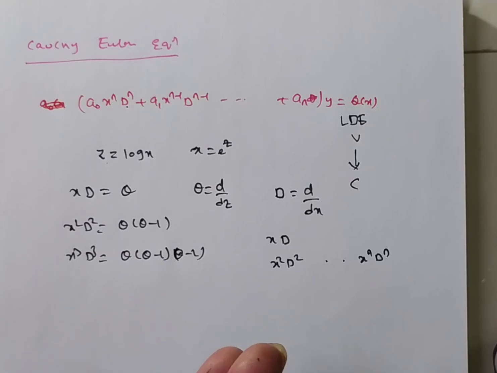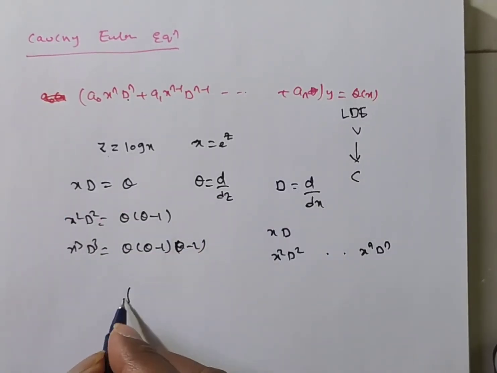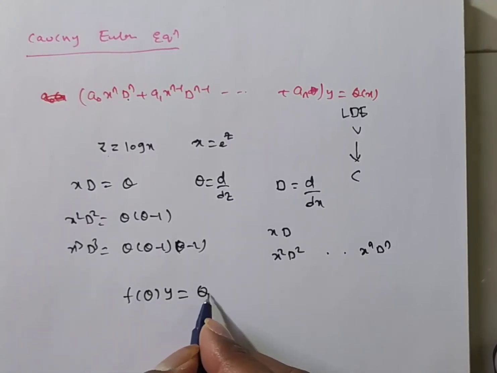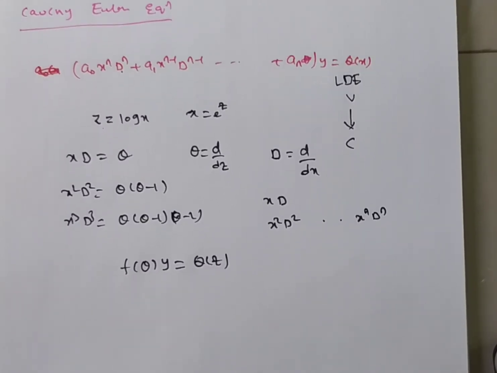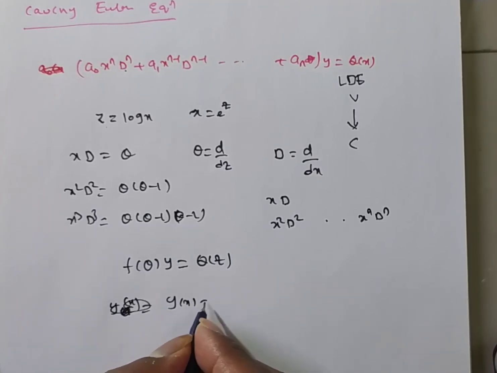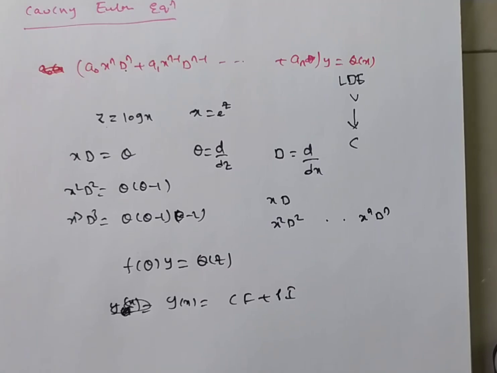These are the problems and the method I will explain in the next videos. Now I am giving it briefly only to complete this concept. When you substitute all these values in this equation, we will have the polynomial equation in the form f of theta into y is equal to Q of z. Now we will get the general solution, y of x is equal to complementary function plus particular integral. We have to do it like the previous methods only.